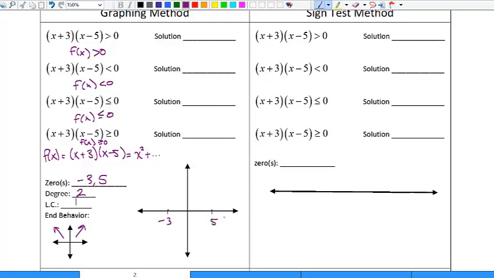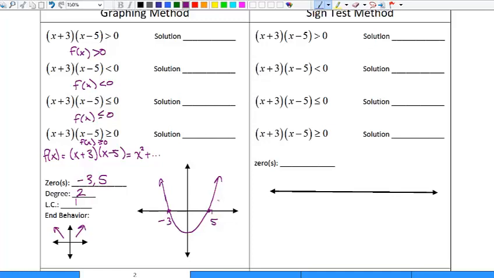So graphing, very minimal graphing here. Just graph the x-intercepts and the end behavior, which gets me a quadratic graph. Again, this is not the best graph. It's just good enough to get us what we need, okay?